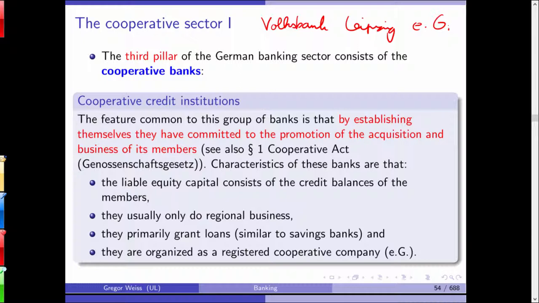Now with a Volksbank, the word Volksbank is protected under law. You cannot open a bank and call yourself Volksbank, People's Bank, if you are not a cooperative. However, there are some famous examples of cooperative banks that are not Volks or Raiffeisenbank. Any ideas? Quite large ones.